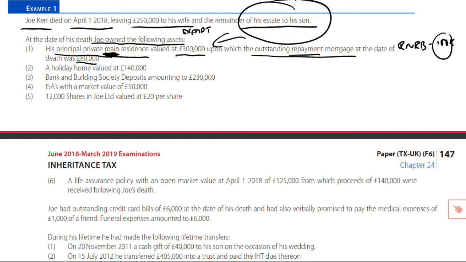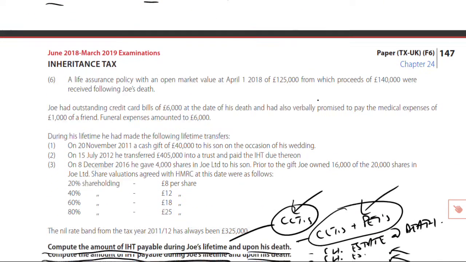Right, piece together therefore, where is the estate going? All bar £250,000 to the son. That includes a main residence, therefore equals the residence nil rate band. Other than that, in your death estate, it's a listing exercise. Holiday home valued at 140. Bank and Building Society deposits 230. ISAs market value of 150,000. 12,000 shares valued at £20 per share. 20 times 12, therefore, well, that's £240,000 value of those.